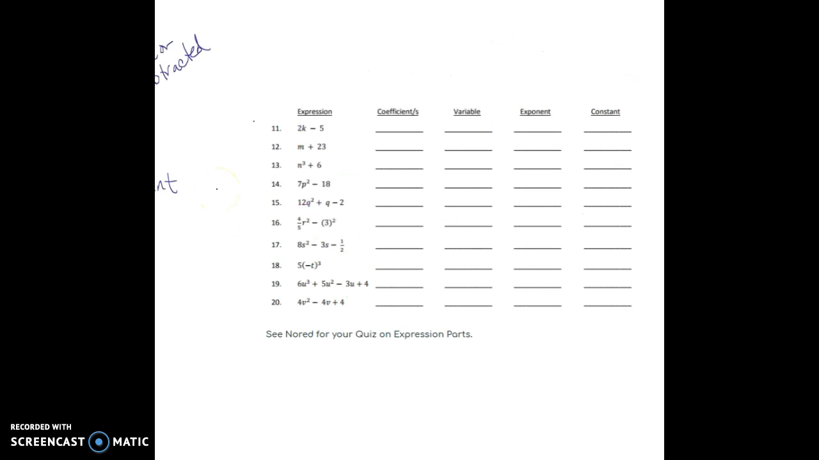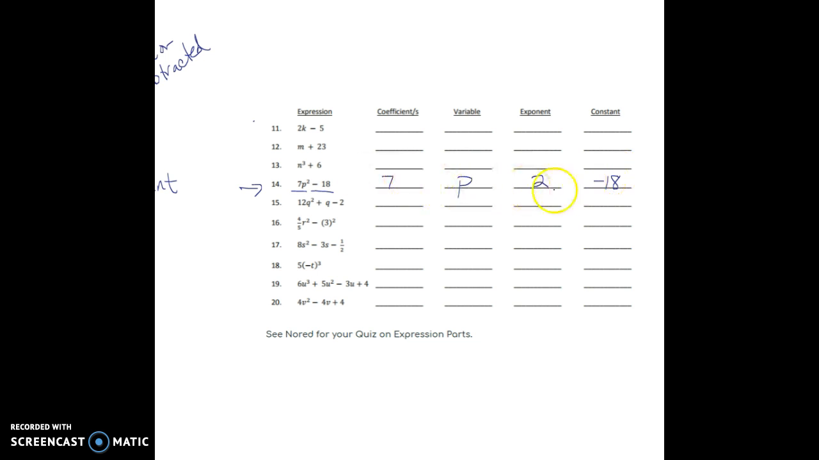All right, I'll do number 14, I think, decided would be your example on this. So here's an example. There are 2 terms here, right? 7p squared and negative 18. My coefficients here, there's just one of them. It's the number in front of the variable, remember, so it's just 7. My variable here is p. My exponent is 2. And my constant is negative 18.